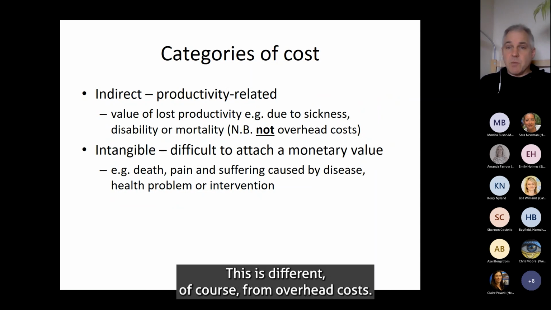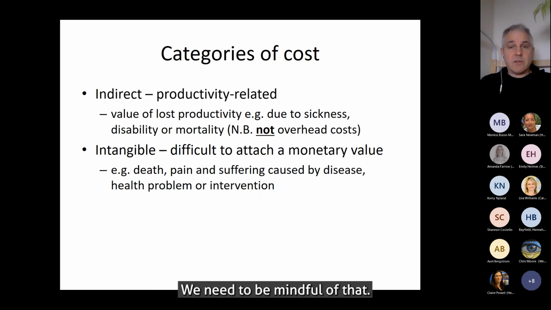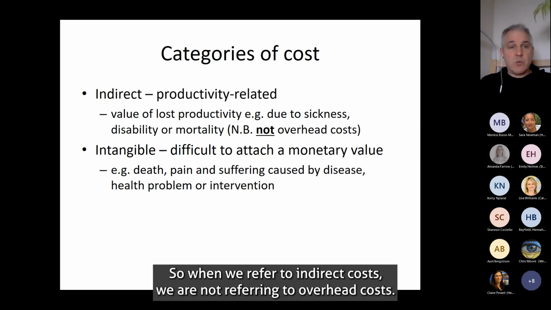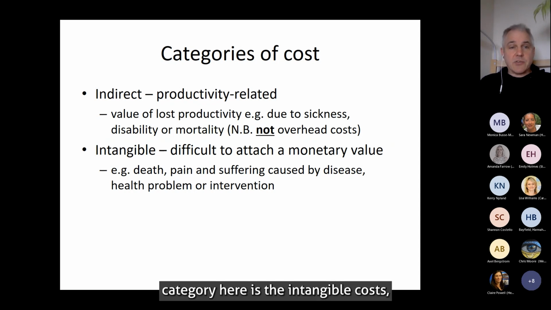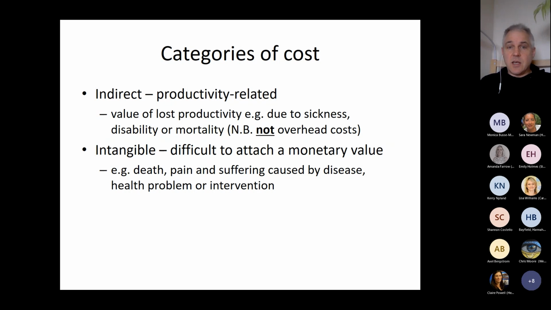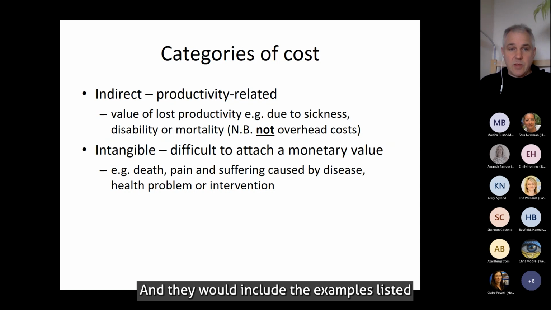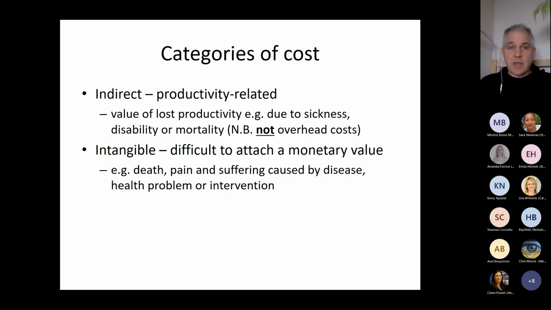This is different, of course, from overhead costs. We need to be mindful of that. There are different terms used in economics than used in accountancy. So when we refer to indirect costs, we are not referring to overhead costs. And the final category here is the intangible costs, which are difficult to assign a monetary value. And they would include the examples I've listed in this slide.